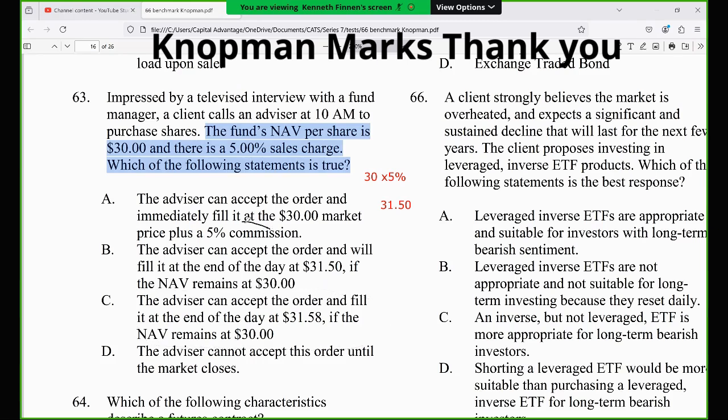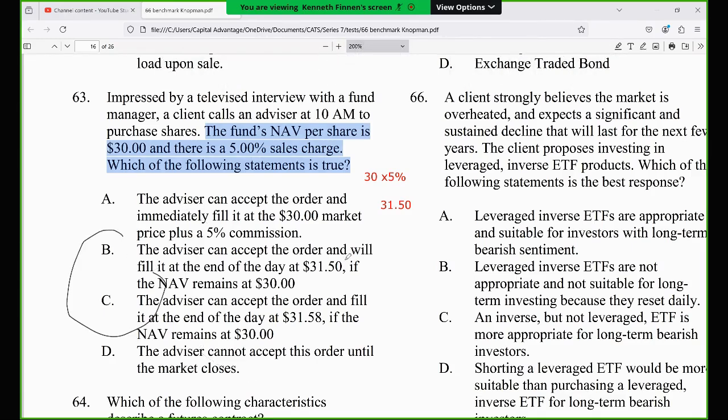Because you don't do commissions on mutual funds out. You can accept the order, of course. So it's between these two. Like literally, I looked at it: oh, 5%. Boom, that's 31.50. I knew it had to be that. Do you see what I mean by a little bit higher?